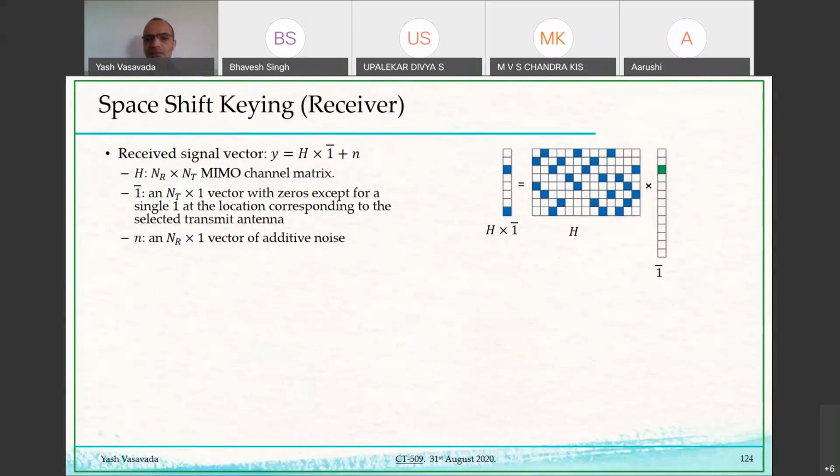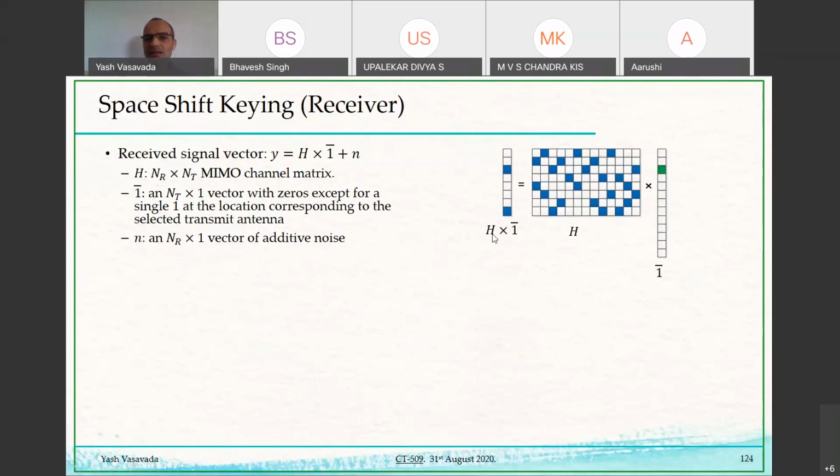So this is how the transmission pattern looks visually. This is a vector of 1s. It is actually an NT cross 1 vector. And at a time, I am activating only one of these elements. All the others are zeros.